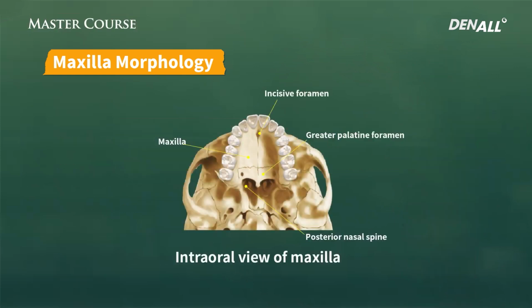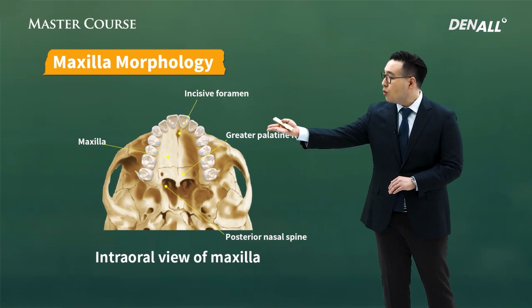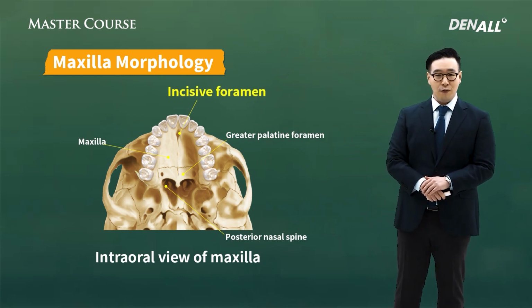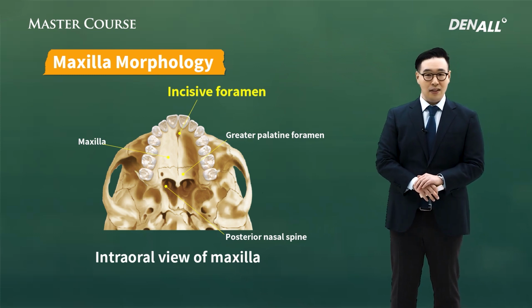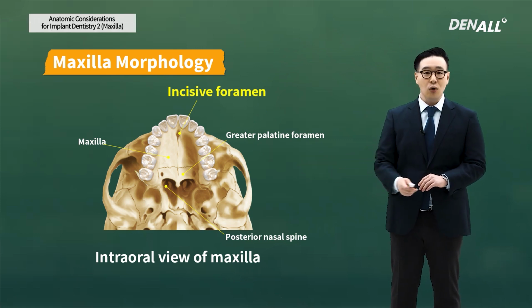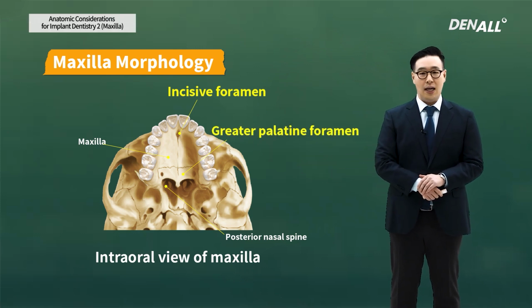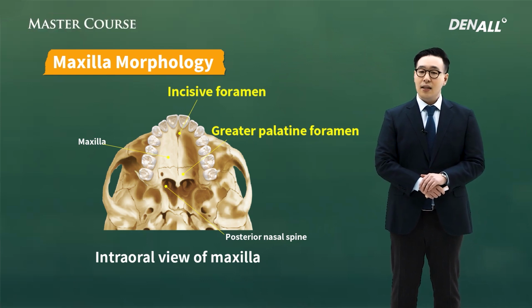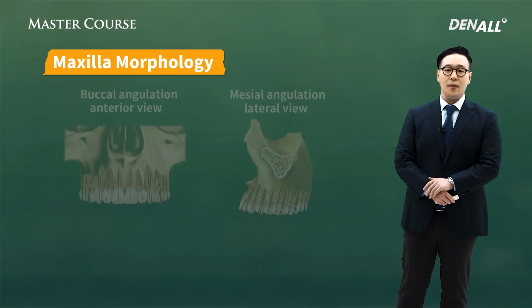The maxillar side, if you see from intraoral view, you see the incisive foramen here. This is during the flap surgery on the maxillar side. You see this very often. And the third molar inside, you see the greater palatine foramen. Through this, descending palatine vessel and greater palatine nerve flows. These nerves and blood vessels are responsible for senses and blood supply.